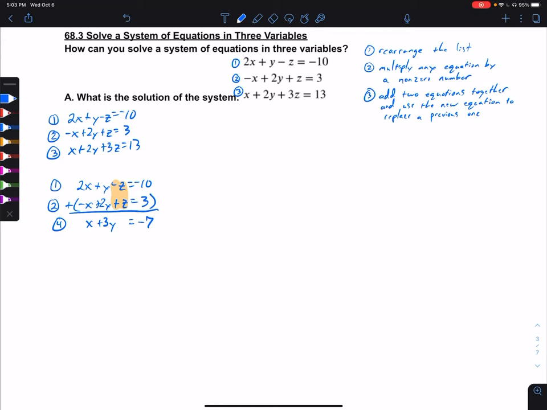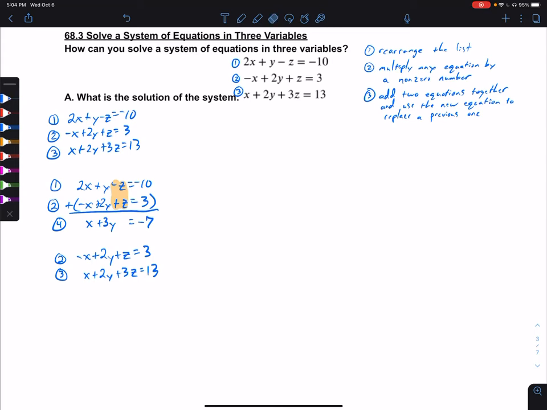Now I'm going to do the same thing using a different combination. I'm going to cancel out z again. You always want to cancel out the same variable. I'm going to use either equations 1 and 3 or 2 and 3. It doesn't matter which one you pick, as long as you're using 2 of the equations. So I'm going to use equation 2 and equation 3. Negative x plus 2y plus z equals 3, and x plus 2y plus 3z equals 13.